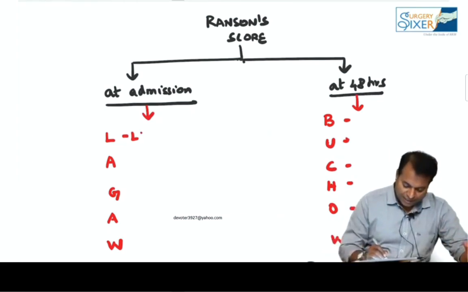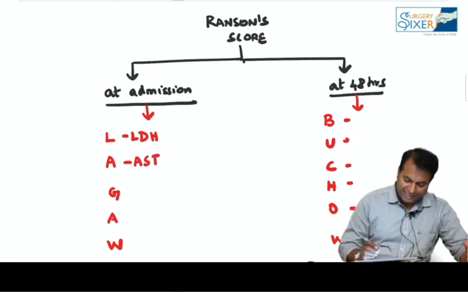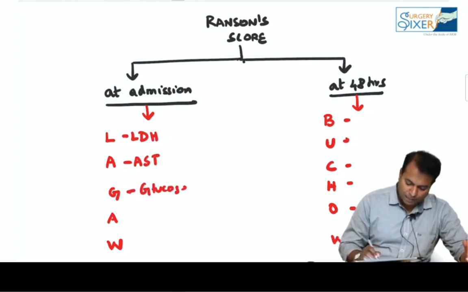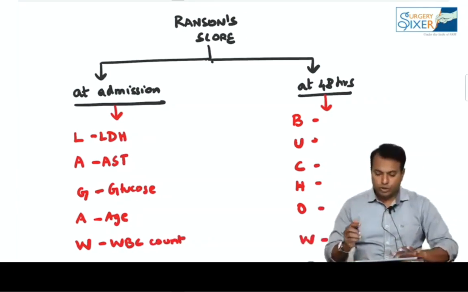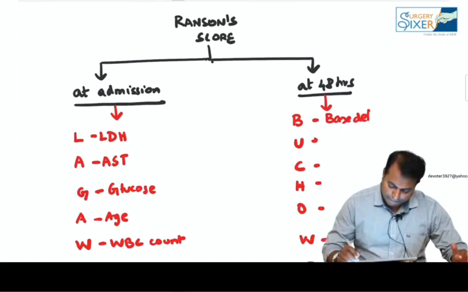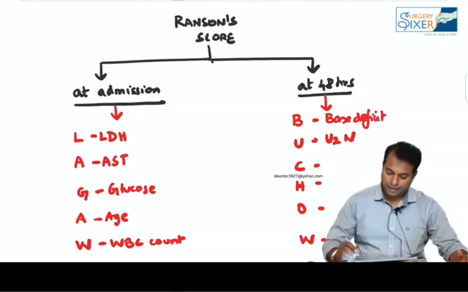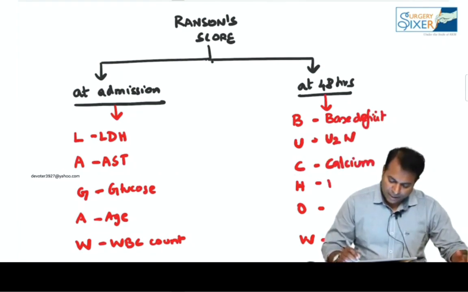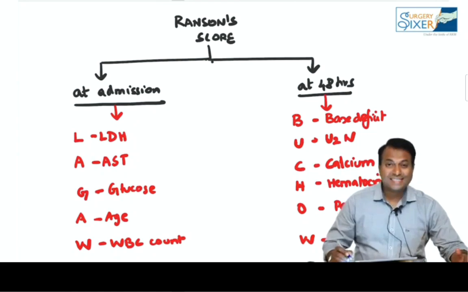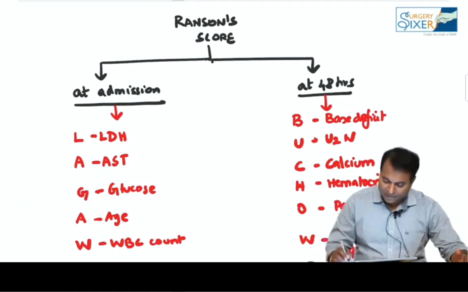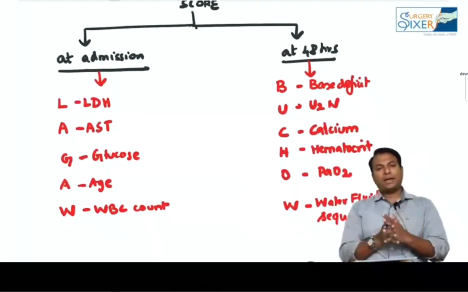Lagao means LDH, A for aspartate transaminase, G for glucose, A for age, W for WBC count. So Lagao: LDH, aspartate transaminase, glucose, age, WBC count. Buchau: base deficit, urea nitrogen, calcium, hematocrit, oxygen (PaO2), and water fluid sequestration, that is being lost as a third space loss. These are the points at admission, Lagao, and at 48 hours, Buchau.